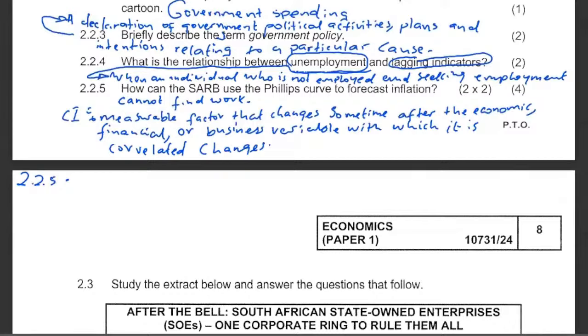2.2.5. How can the South African Reserve Bank use the Phillips curve to forecast inflation? Remember, when we talk of forecasting, we are referring to the prediction of economic activities in future. When the inflation rate is more than the unemployment rate, the South African Reserve Bank will increase the interest rate and lower the money supply. But when unemployment is more than inflation, the South African Reserve Bank will decrease the interest rate and increase the money supply in the economy.